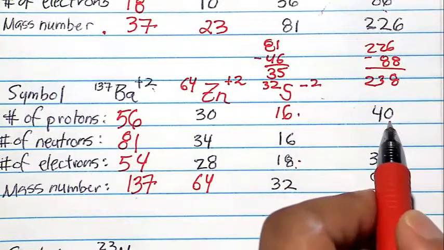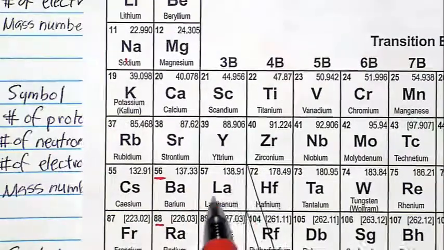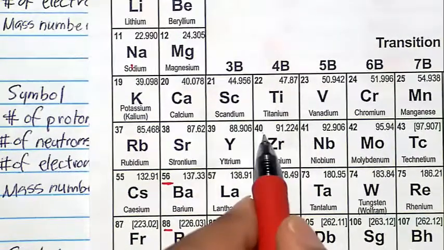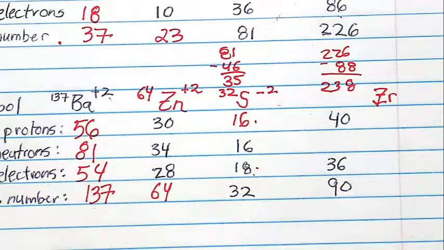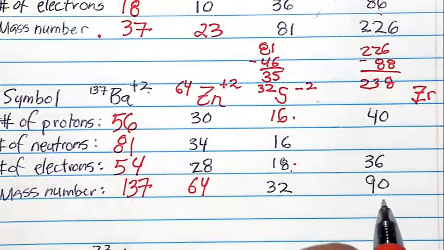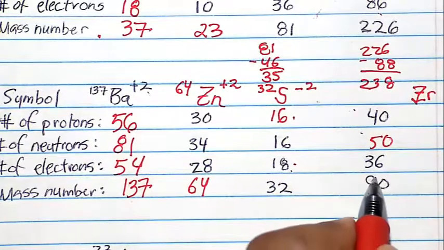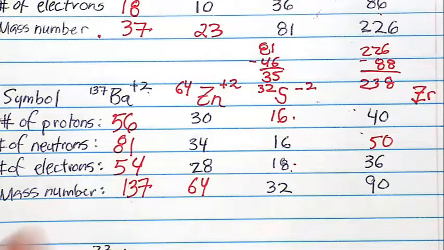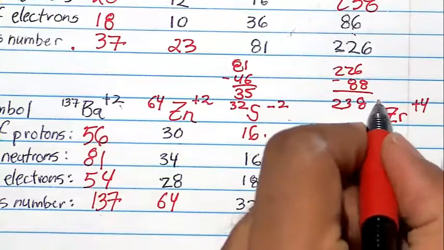Number of protons in this problem is 40. 40 is going to be zirconium. We have a mass number of 90, which means the number of neutrons is going to be 50, because 40 plus 50 is equal to 90. And 40 protons, 36 electrons. This zirconium has lost 4 electrons to become plus 4, and its mass number is 90.